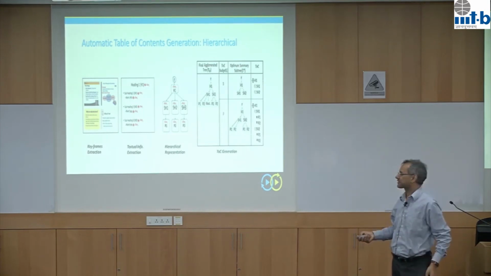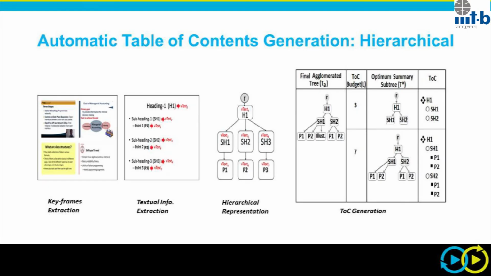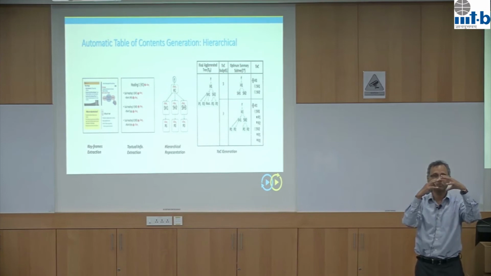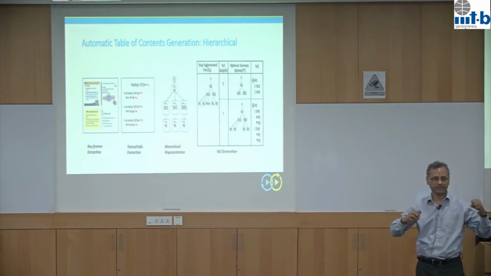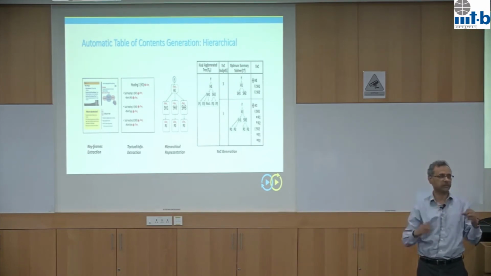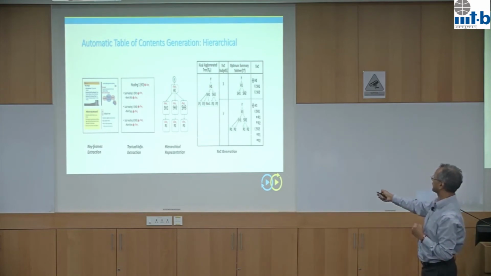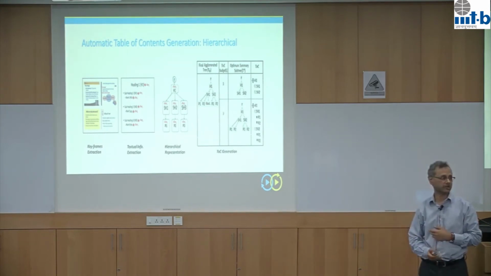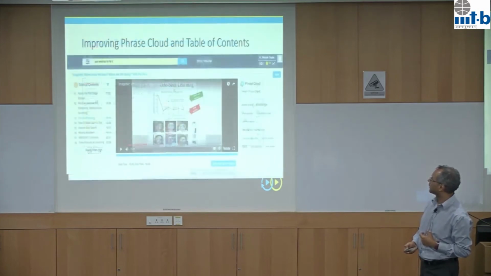So the other obvious extension is to build this table of contents in a hierarchical manner, because today, all we do is a one-level table of contents. We want to allow a hierarchical one. Our paper was on how to do this in a hierarchical manner, where there's a certain budget that's assigned, and then you try and pick the appropriate subtitles and so on, within that assigned budget for that table of contents entry. So then further improving, yeah.